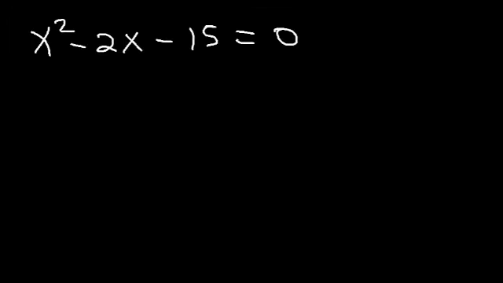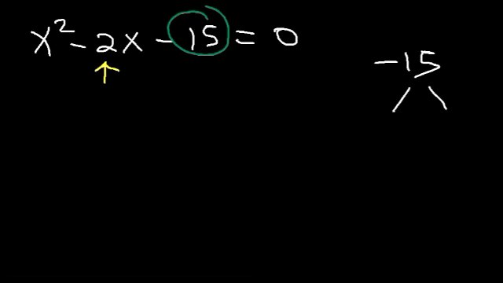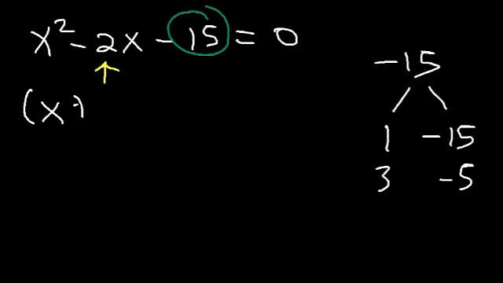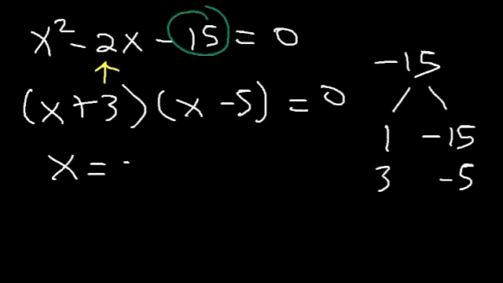Try this one. x squared minus 2x minus 15. Solve for x. So what two numbers multiply to -15 but add to the middle number -2? It's not 1 and 15. 3 and -5 can work. 3 times -5 is -15, and 3 plus -5 is -2. So it's going to be x plus 3 times x minus 5. Therefore, x is equal to -3 and +5.